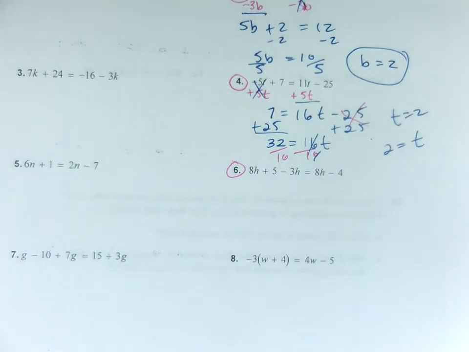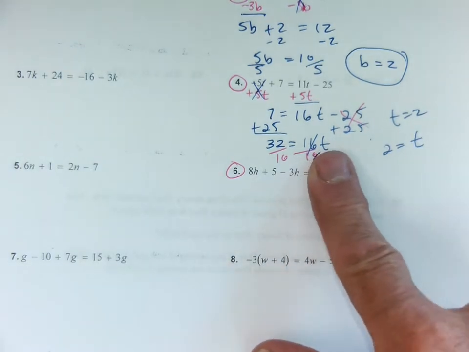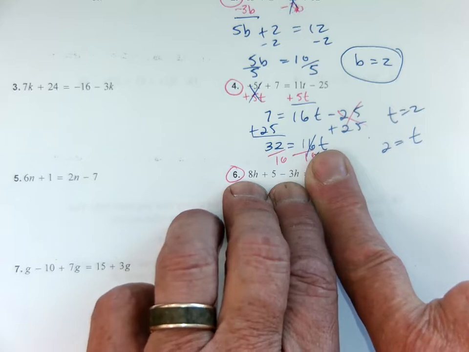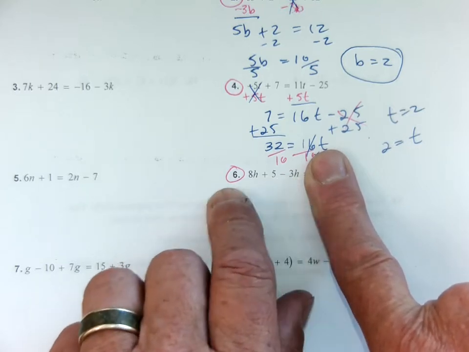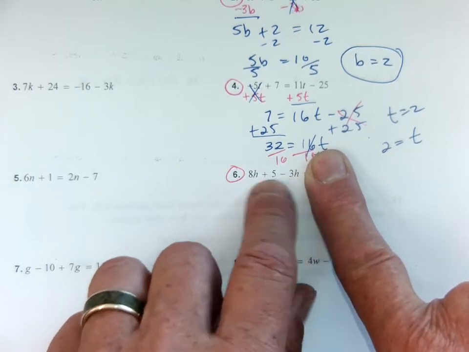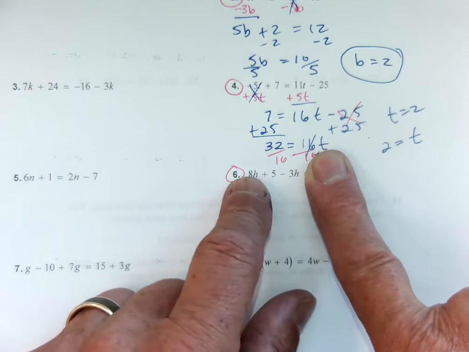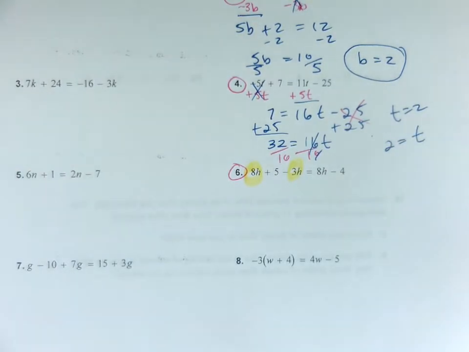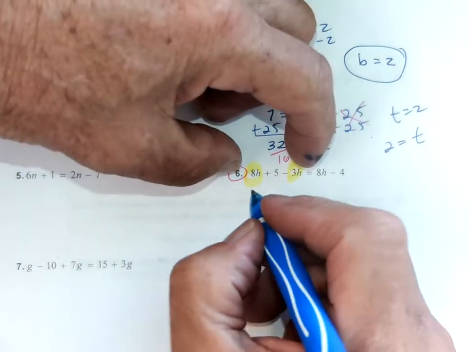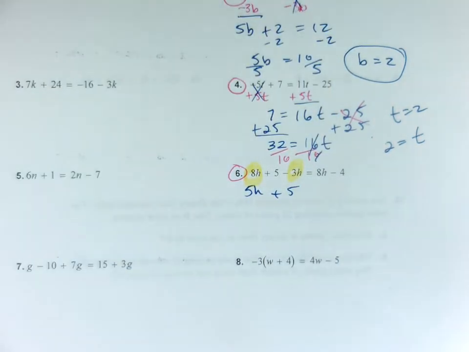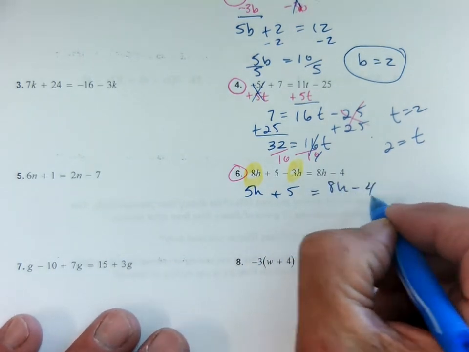All right, now, number 6 is a little bit different because on this side, these two h's can be put together, can't they? These two are on the same side, so instead of 8h minus 3h, we can just make 5h. Okay with that? So I'm going to combine first, tidy it up. These two will make a 5h plus 5. They're on the same side. Tidy it up equals 8h minus 4.